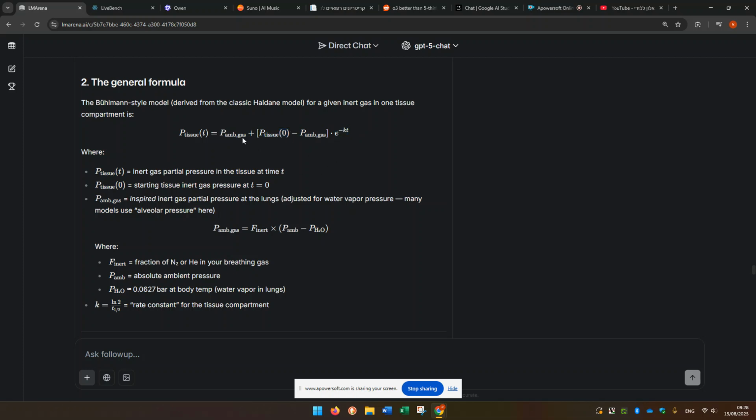Okay, so let us just look at the full formula. We have the ambient partial pressure of the gas plus the partial pressure of the tissue at time zero when you start calculating, minus again the ambient partial pressure of the gas, which is the same value, times e to the power of minus k. We said the value of k depends on the half-life of the tissue compartment, times t, which is the time in minutes.